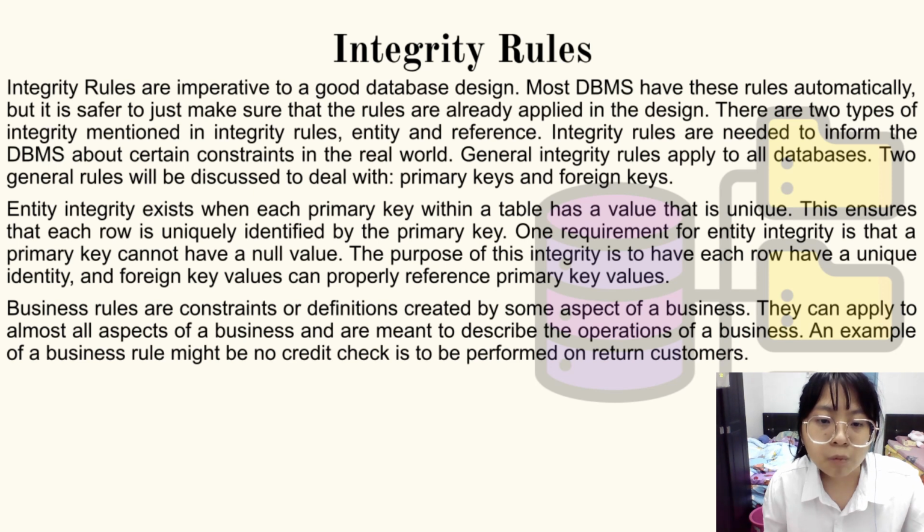Entity integrity exists when each primary key within a table has a value that is unique. This ensures that each row is uniquely identified by the primary key. One requirement for entity integrity is that a primary key cannot have a null value. The purpose of this integrity is to have each row have a unique identity, and foreign key values can properly reference primary key values. Business rules are constraints or definitions created by some aspect of a business.